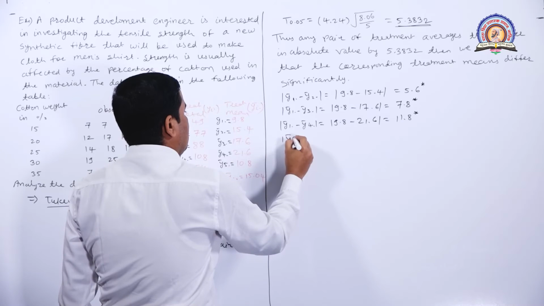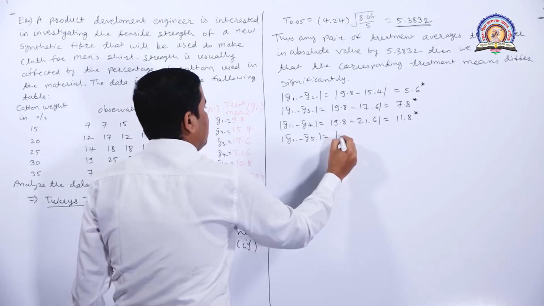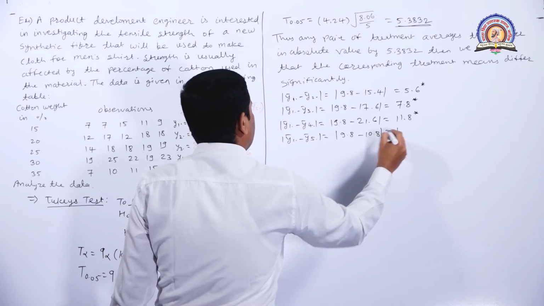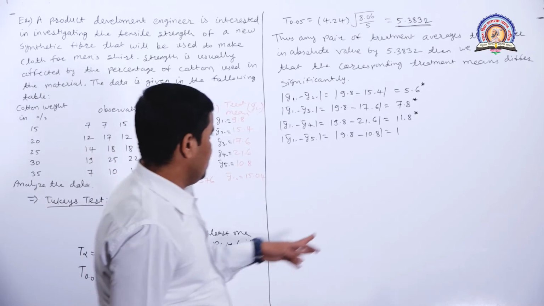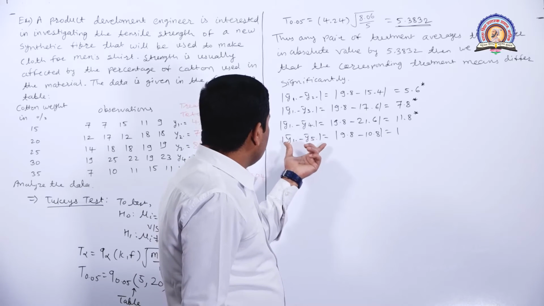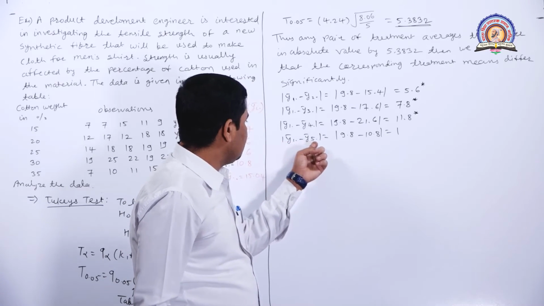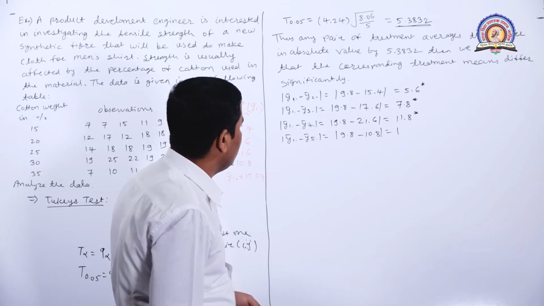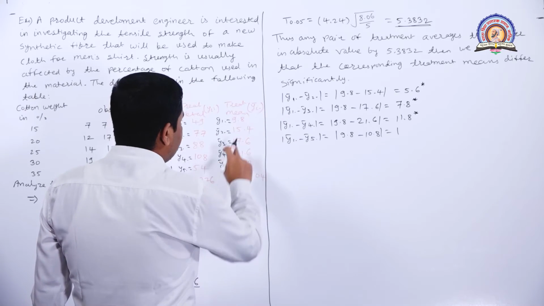Now take 1 versus 5. This absolute difference is 9.8 minus 10.8. This will become 1. Now 1 is less than 5.3832. So no need to put a star here. This means the treatment means of the first and fifth are the same, mu1 equal to mu5. Now 1 versus each of the others is over.